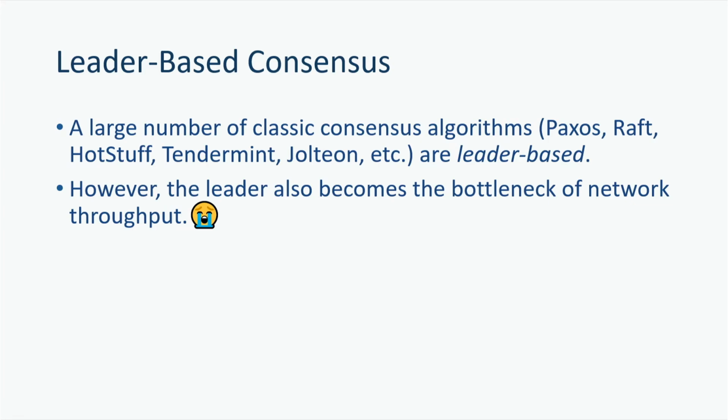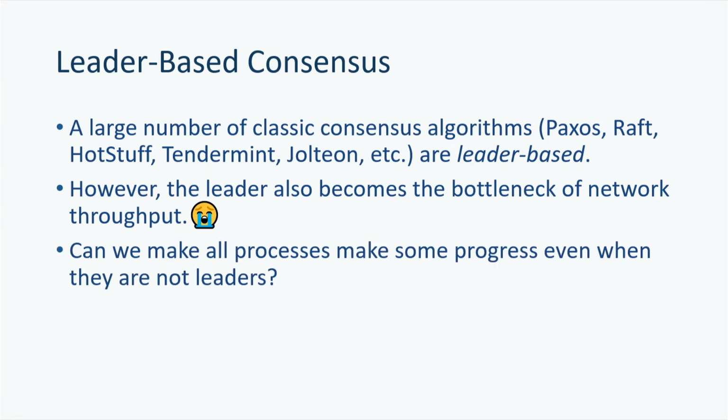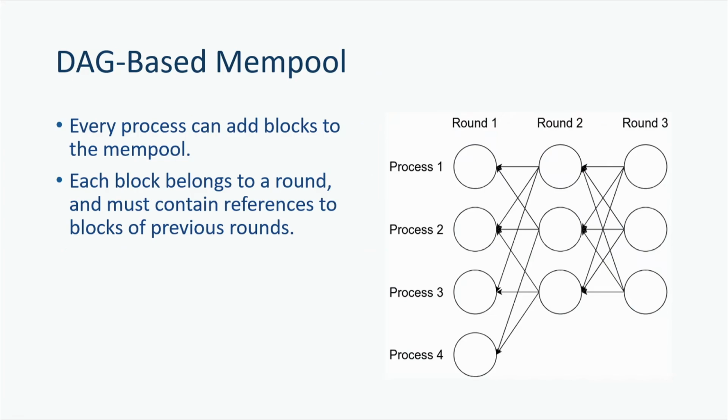Now, these protocols are easy to implement, and they are very well understood, but there's an obvious problem, which is that the leader is a bottleneck of network throughput. So people ask, can we make all processes make some progress even when they are not leaders? And the DAG-based protocol is essentially the current response to this question.